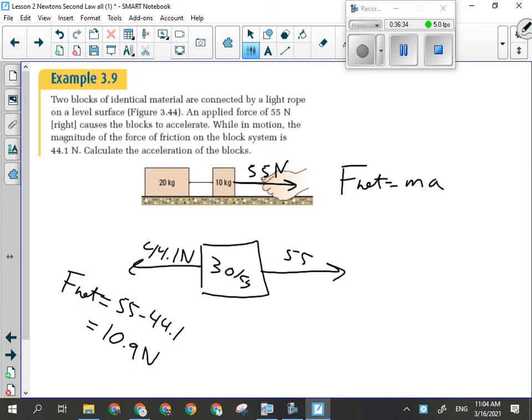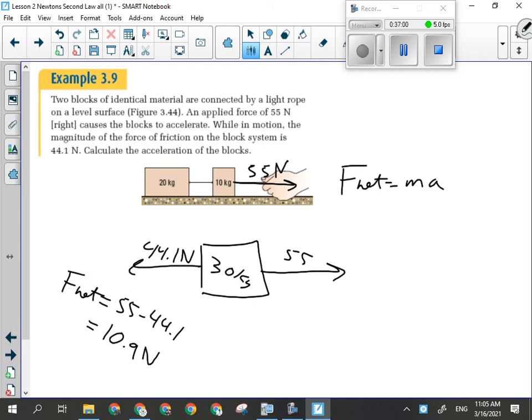How much mass is being accelerated here? 30 kilograms. There's another thing about systems. Whenever we're calculating something about the whole system, we use the whole mass of the system. Sometimes questions will try to trick you. Okay? If I was asking this question, I'd be trying to trick you, obviously. I wouldn't say calculate the acceleration of the blocks. I'd say calculate the acceleration of the 10 kilogram block.